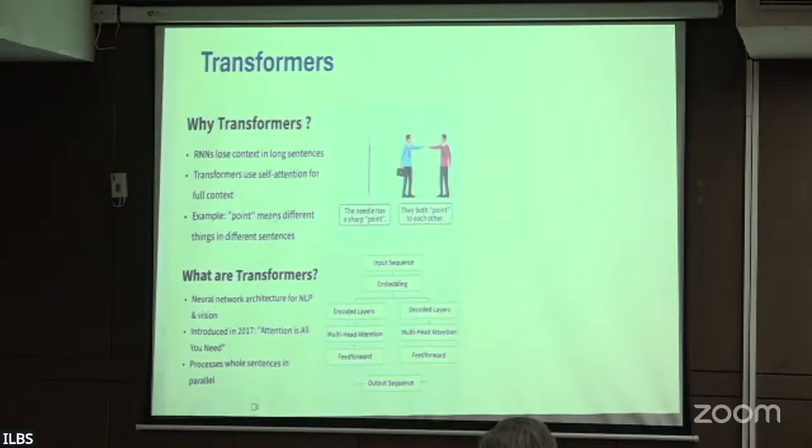The point here, you can read these two statements. The needle has a sharp point. They both point to each other. These two sentences mean totally different things. The word point is different here. The context is different, though the word is the same. The transformer, the large language model, understands this context. This is the main essence of a large language model. What we type there, it understands the context.